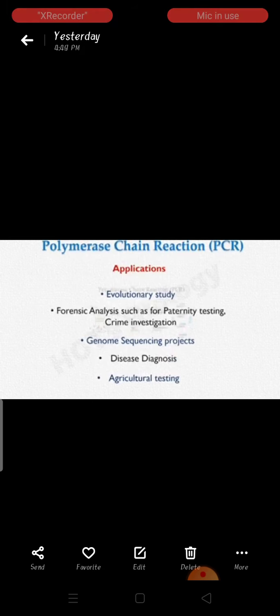The polymerase chain reaction applications. PCR has the following applications: evolutionary studies, forensic analysis such as paternity testing and crime investigation, genome sequencing, diagnosis of disease, agriculture tests, and it is used to propagate DNA to detect the sex of the baby even at the 8 to 16 cell stage. This technique is used in in vitro fertilized eggs. This is the polymerase chain reaction.